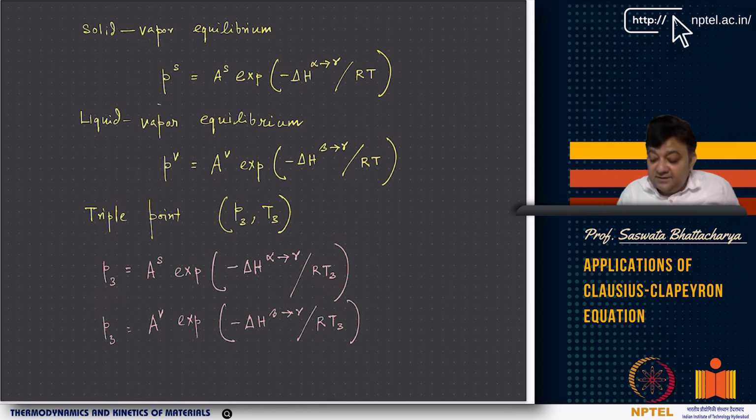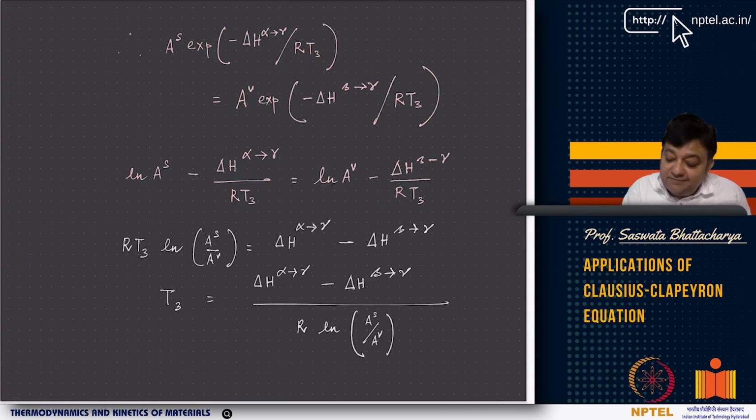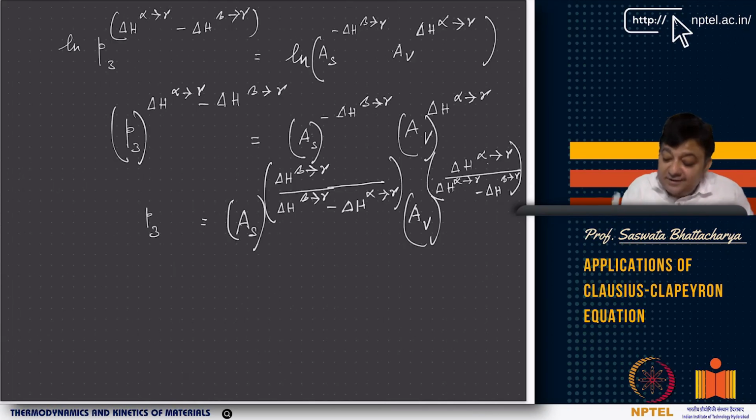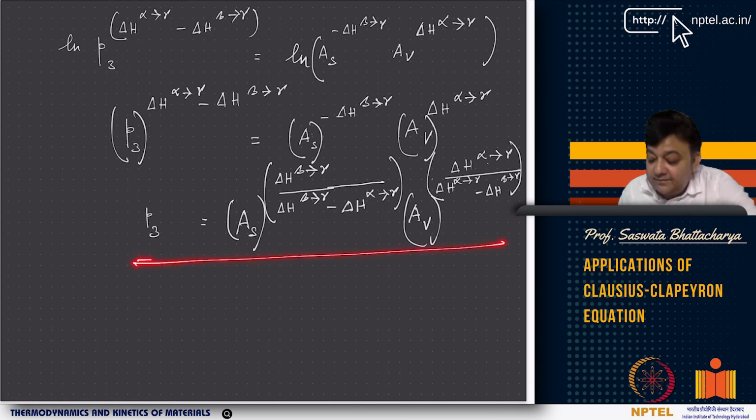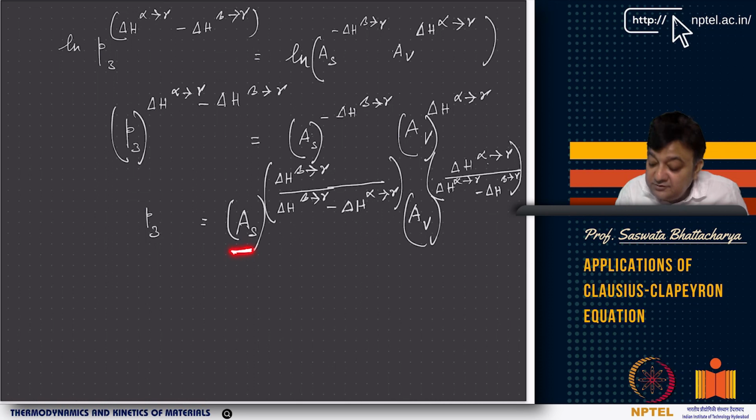You have two equations, right? So basically the P3s are equal, you have made that, and you got T3, and once you got this T3 expression, you plug it back and do some algebraic manipulation, you will get P3, right? So here AS has to be known. So if I give such a formula, what is the take home here? AS has to be known, AV has to be known, and these transformations have to be known.